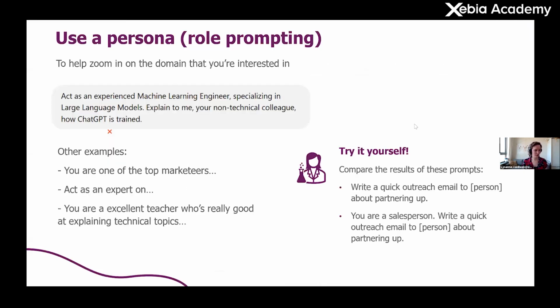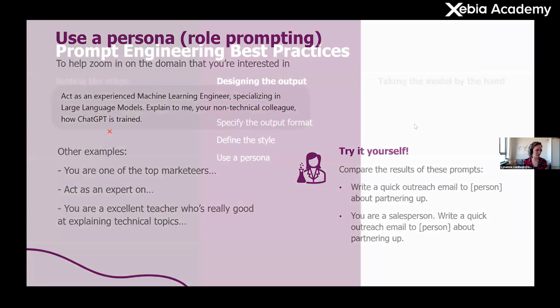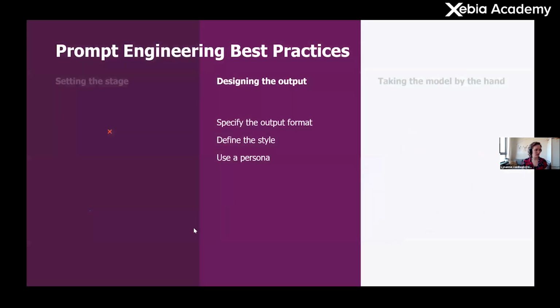Hey, awesome, we're flying through it. The tips that we've seen here. Specifying the output format. So we saw that we could create a table, defining the style, like Shakespeare or Donald Trump, or more formal, or like a blog, and using a persona to do what we call role prompting.